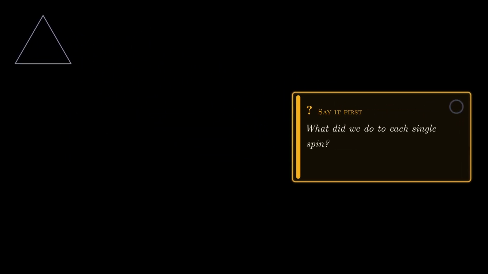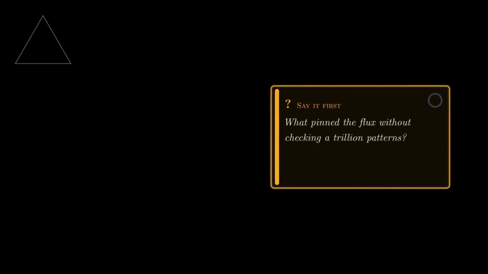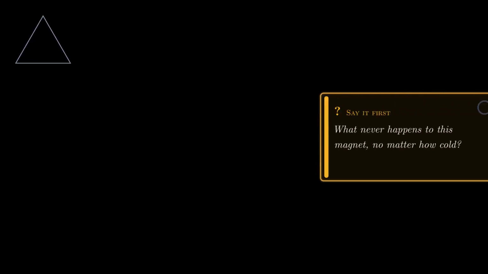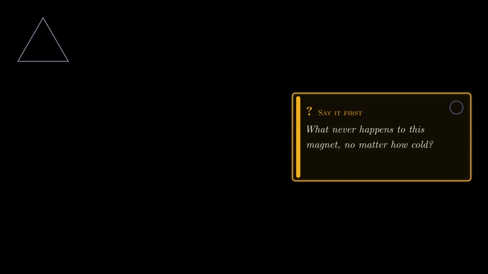Before I give you the summary, let us see if it's stuck. I will name a piece, you fill it in. First, what did we do to each single spin to make the whole tangled thing solvable? Second, what pinned down the frozen background, the flux, without ever checking a trillion patterns? And third, what never happens to this magnet, no matter how cold it gets?